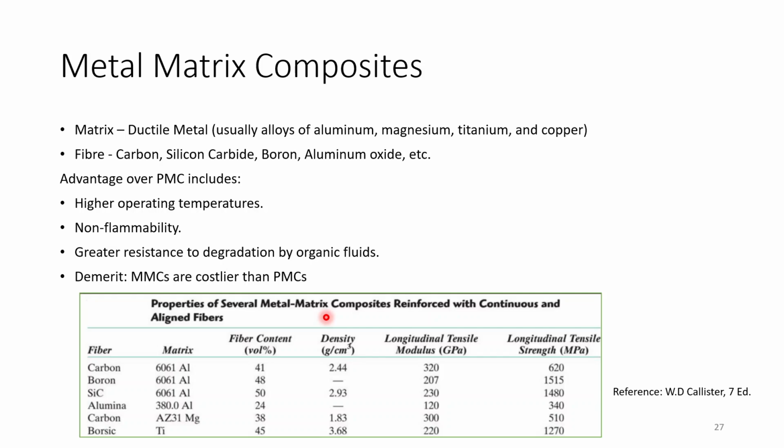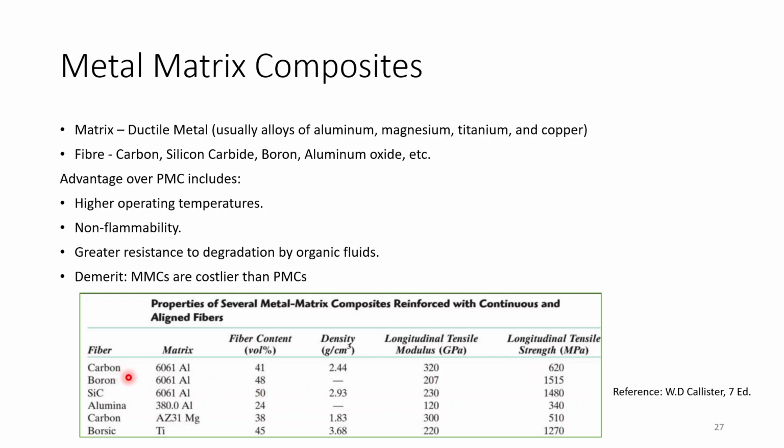And then properties of several metal matrix composites. These are reinforced with continuous and aligned fibers, and the fiber and matrix are given and the volume is given, fiber content, and depending on that you can find out what will be their longitudinal tensile modulus and longitudinal tensile strength.